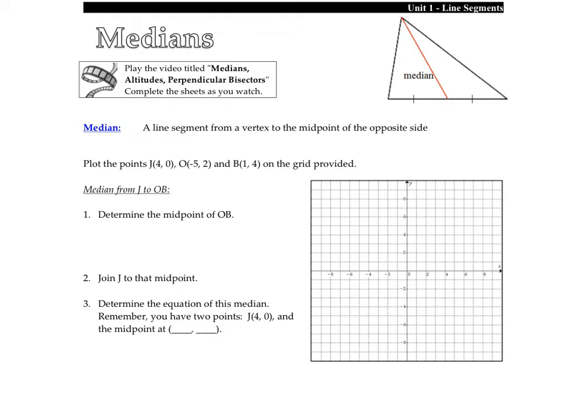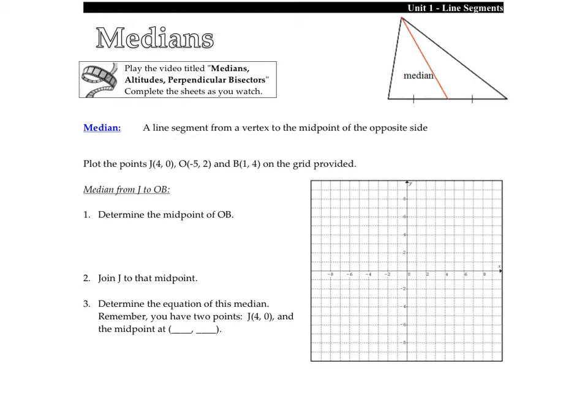The median is a line segment from a vertex to a midpoint on the opposite side. So if we look at this triangle, our median starts at a vertex and it connects to the midpoint on the opposite side. So when you hear the word median, you should think of M is for midpoint. Okay, so all we're going to be needing here is a vertex and a midpoint. And once you have 2 points, there's no problem. You can find the equation of that line.